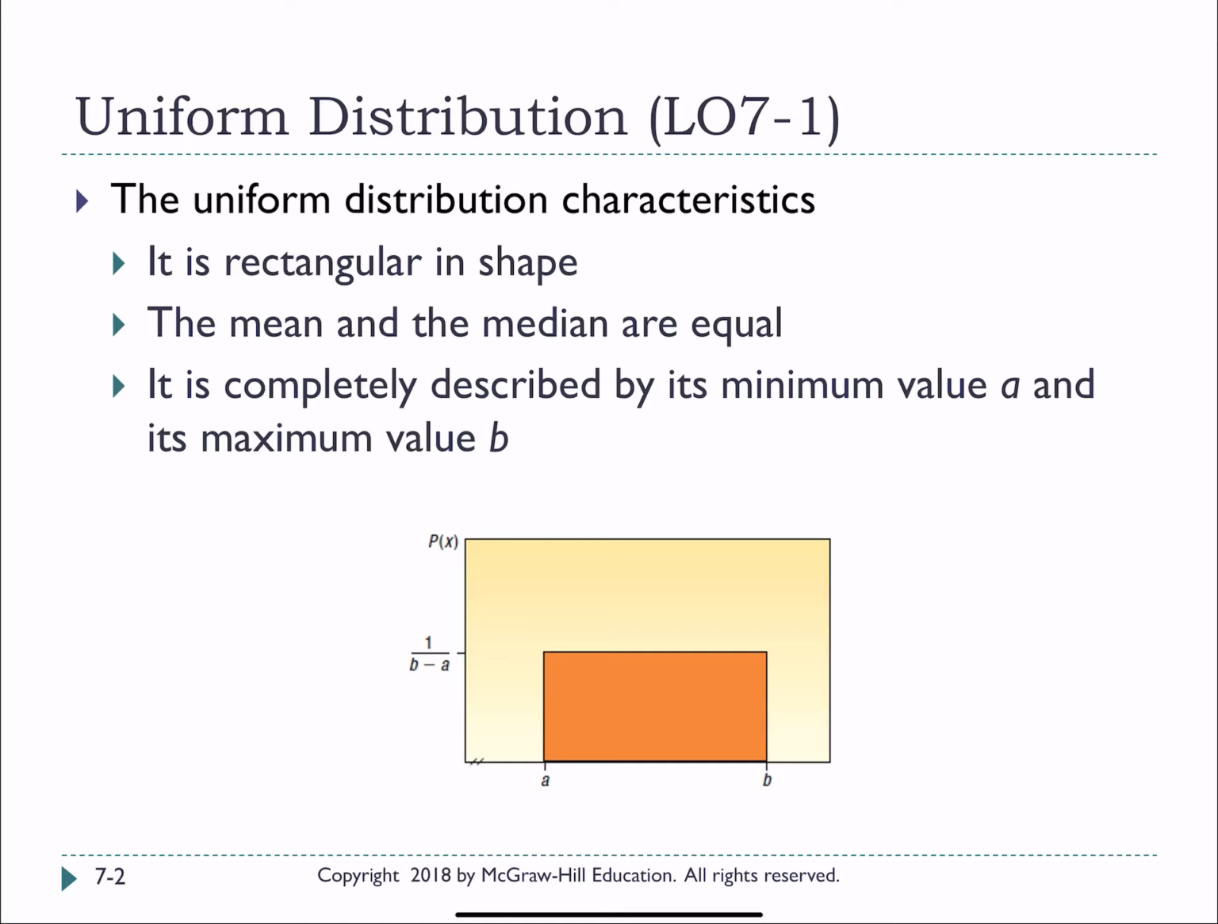This is the simplest distribution type for a continuous random variable. It's called the uniform distribution. It's got several characteristics that make it unique. It's rectangular in its shape. Its mean and median are the same. And we say that it's completely described by its minimum value, which we will designate with an A, and its maximum value, which we will designate with a B.